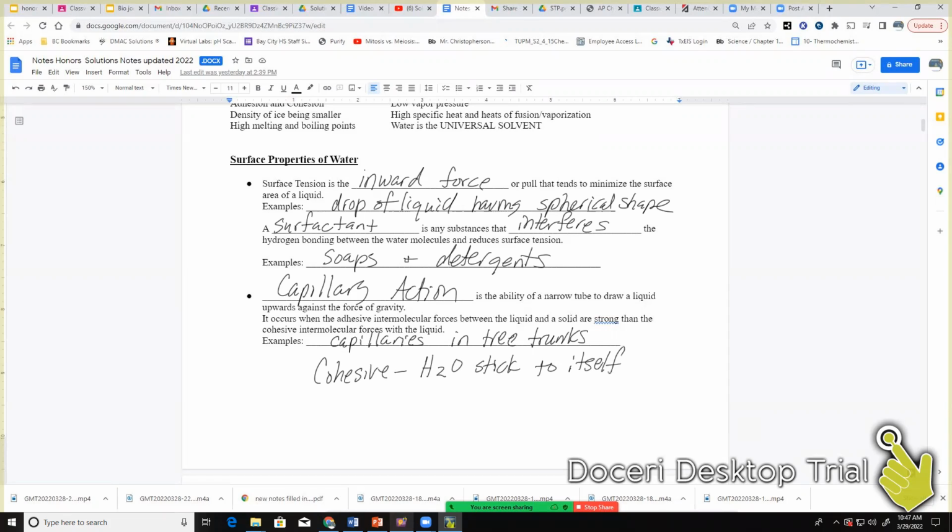And you're also seeing adhesive properties, which is when water sticks to or is attracted to something else. So for instance, the water could be attracted to the size of the capillary, and then they're also attracted to each other. So it kind of drags those water molecules up against gravity.